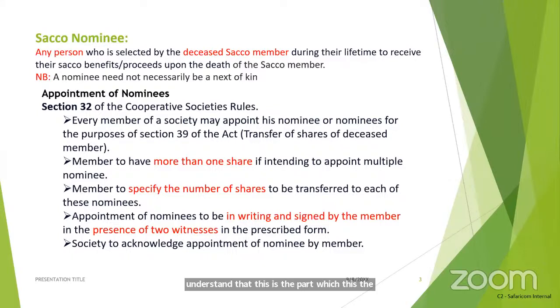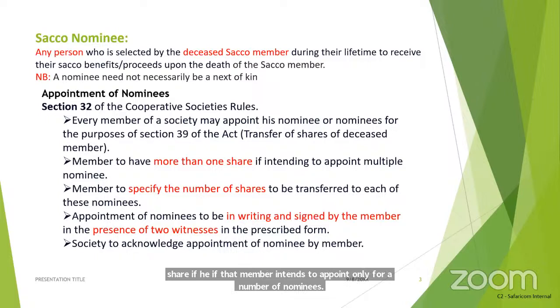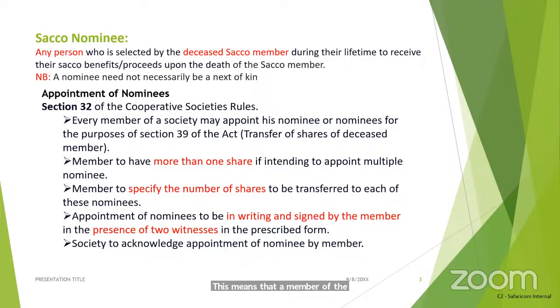So to move on, regarding the appointment of a nominee, the member nominating the nominee needs to have more than one share if that member intends to appoint multiple nominees. This means that a member of the SACCO can appoint several nominees as beneficiaries of his SACCO. So what the Act is saying is, if you need to appoint a number of nominees, you need to have more than one share in the SACCO.